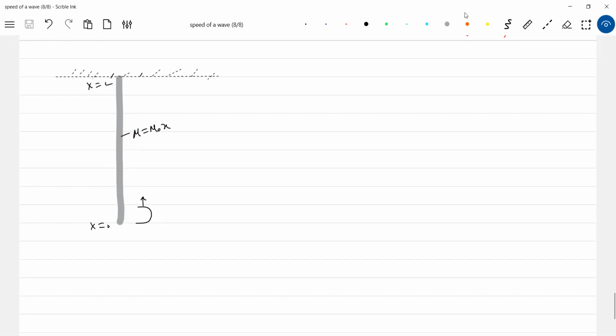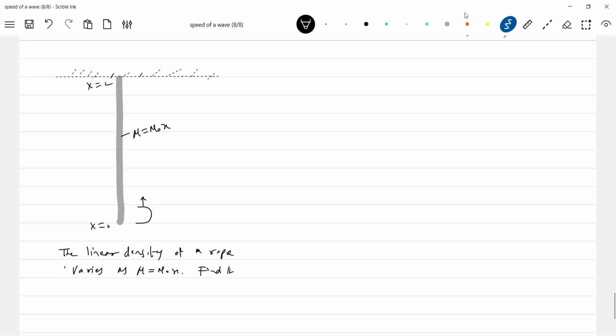Okay, now how to calculate the time taken by the pulse to move from the lower end to the upper end? The linear density of a rope varies as mu equals mu naught x. Find the time taken by the pulse to propagate through the length of the rope. Okay, again the idea is the same.